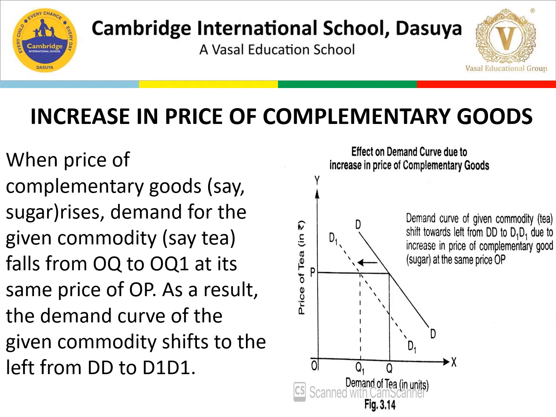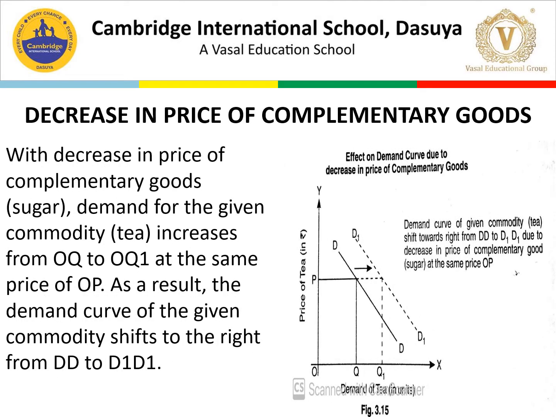So that is the increase in price of complementary goods. Now, the opposite of that, we have decrease in price of complementary goods. This can be explained again with the example of tea and sugar. With a decrease in the price of the complementary good, sugar, demand for the given commodity, tea, increases from OQ to OQ1 at the same price of OP. As a result, the demand curve of the given commodity shifts to the right from DD to D1D1. This is entirely opposite of an increase in price of complementary goods.